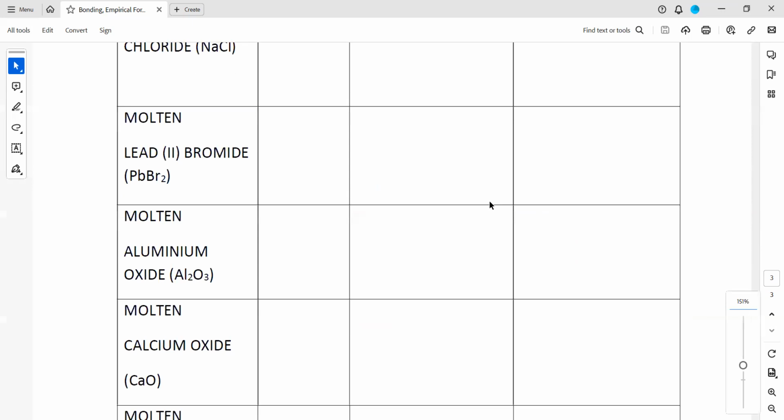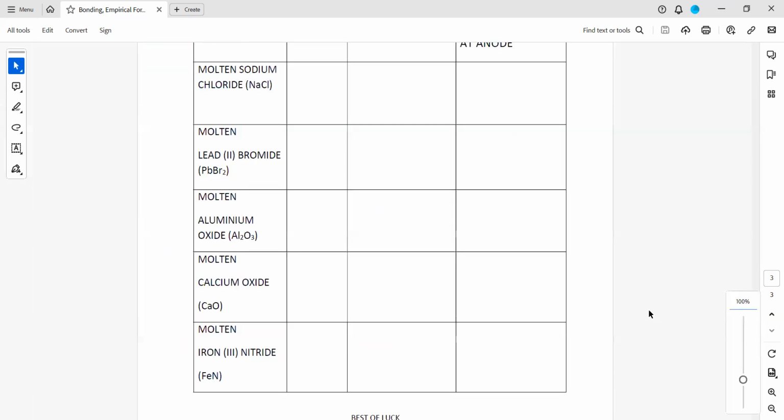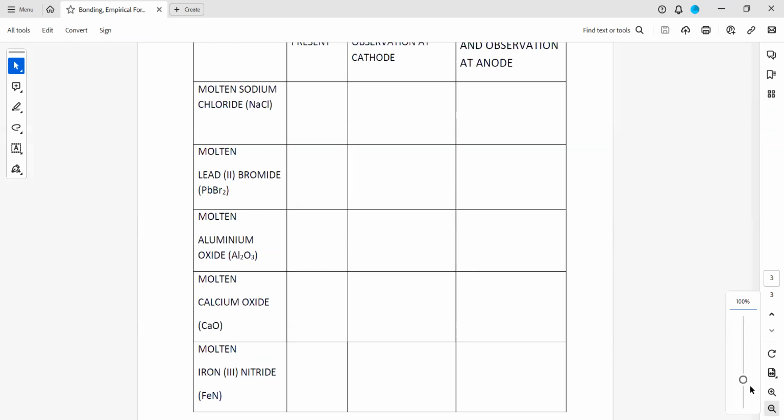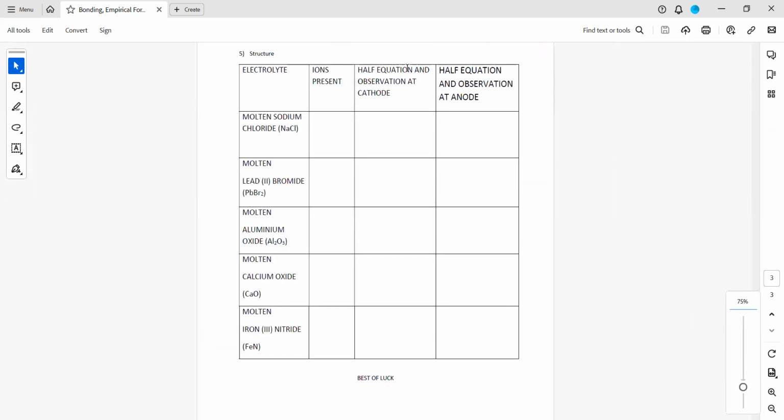If you have molten lead(II) bromide, you complete it the same way as the others. This Roman numeral represents the valency of the metal. So there is lead 2+, and bromine is group 7, so 1-. Lead is plus 2; it will take 2 electrons and form lead metal. Where bromine, when two bromide ions are there, they will form a bromine molecule and lose 2 electrons.